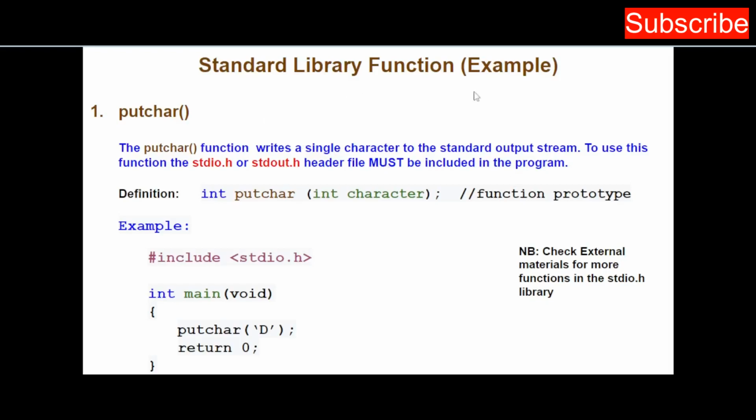So this is an example of a standard library function. Number one, putchar. The putchar function writes a single character to the standard output stream. As I've said before, we have several standard library functions that come with the C package that the designers of C have written. But we'll just be looking at one or two of them and see how they are used. So this one is called putchar, and its function is to write a single character to the standard output stream. So it's just like printing out a single character.